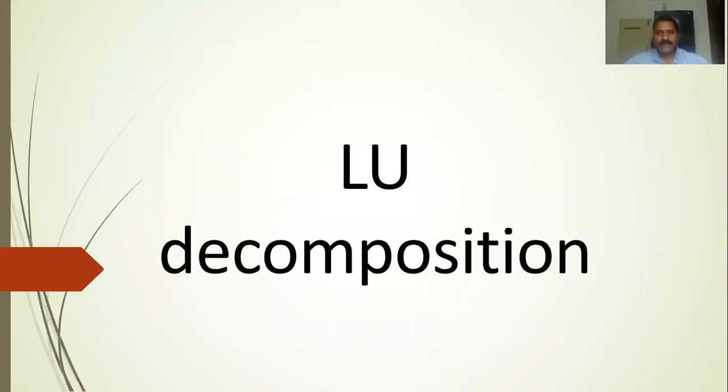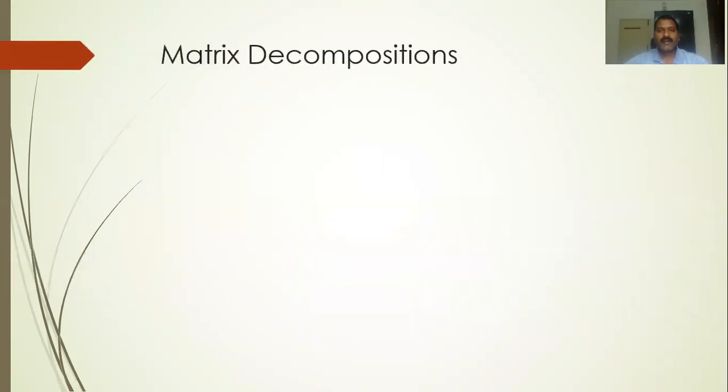In the last class, we have seen what is a spectral decomposition. In today's class, we'll learn about another decomposition called LU decomposition. Let's recall what a decomposition is. Breaking a big matrix into smaller matrices so that the product of all those matrices will give you back the original matrix. That's what I say, decomposition of a matrix.